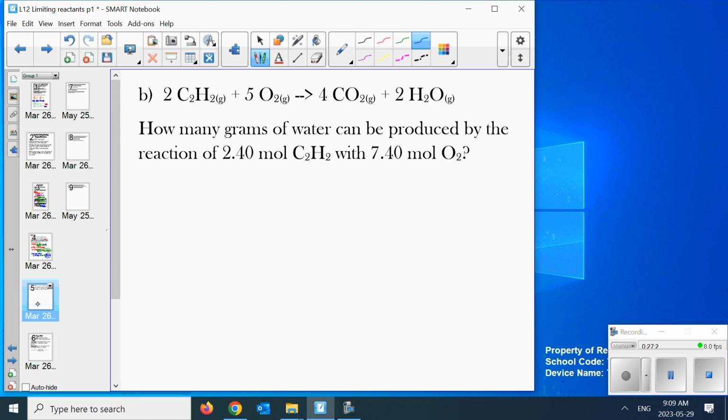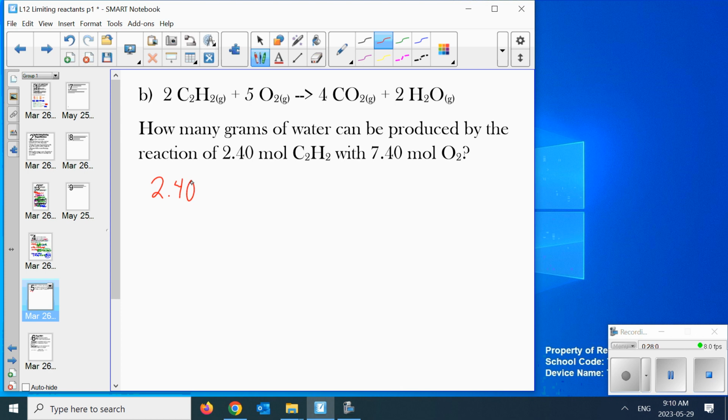Okay, this is similar to the other reaction. C2H4 plus oxygen gives carbon dioxide and water. It is balanced, with a 2:5 ratio of the reactants. How many grams of water can be produced by the reaction of 2.4 moles of ethene, C2H4, and 7.4 moles of oxygen? It doesn't matter whether I go with the 7.4 moles of oxygen or the 2.4, but I'll go with 2.4.